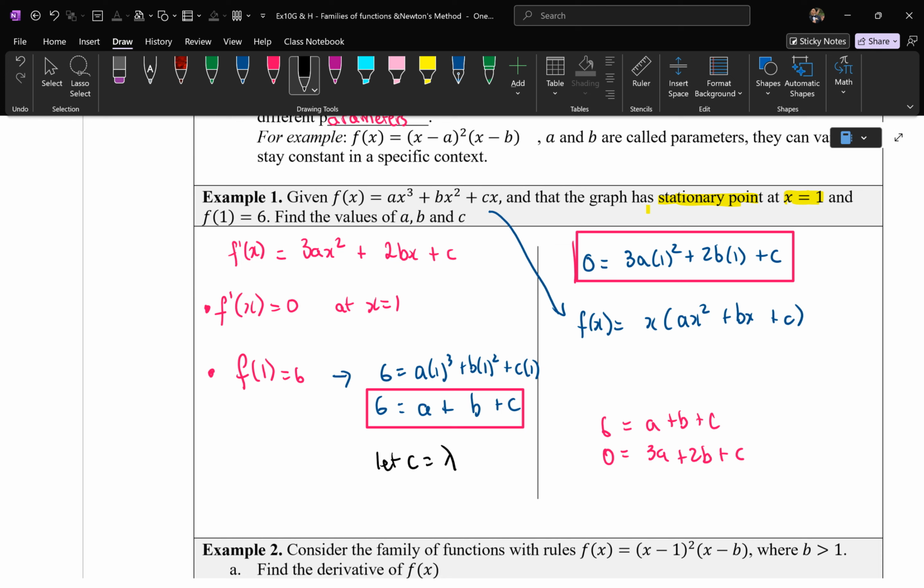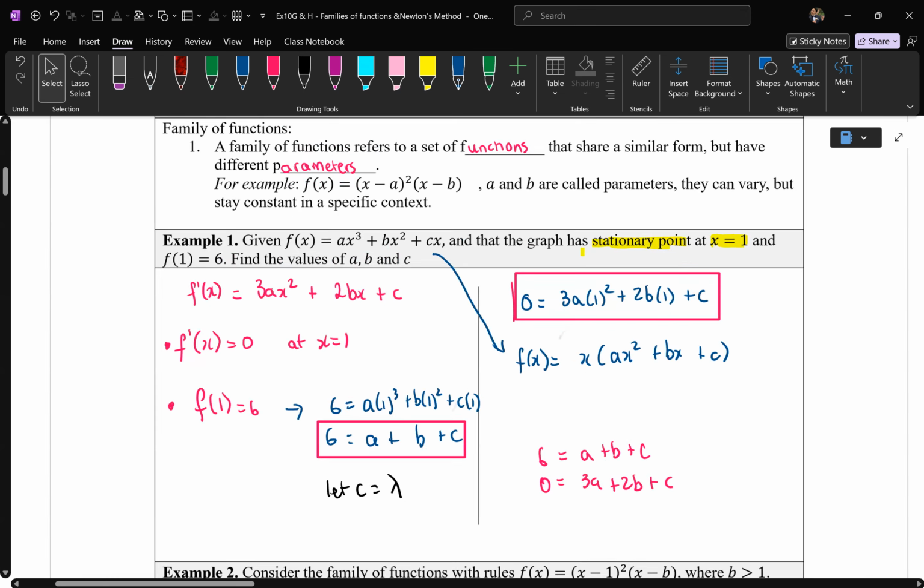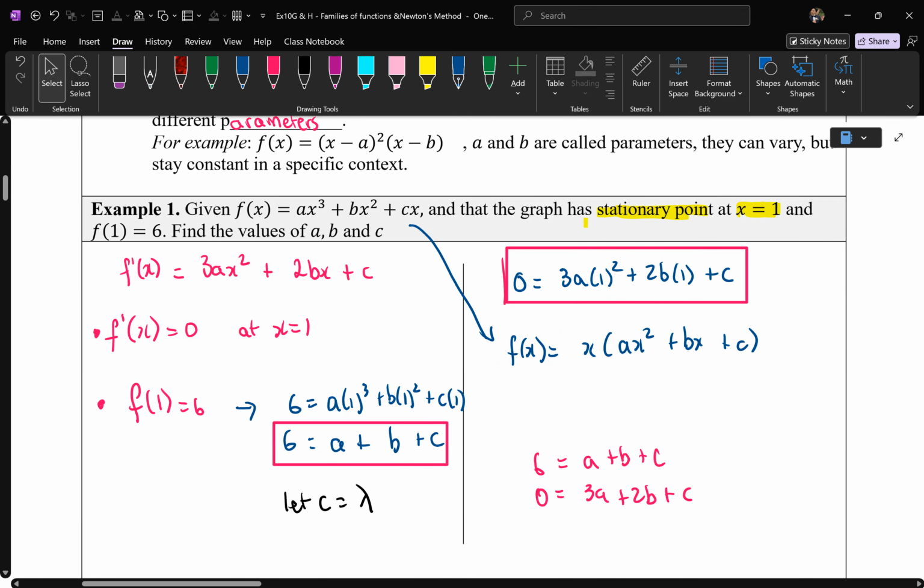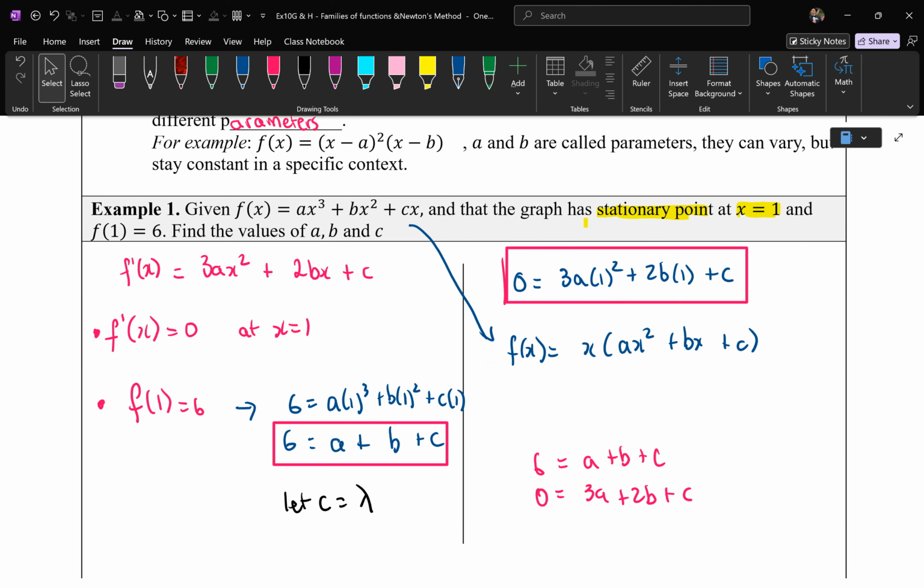Which question did I get this from? I can't remember where I... Okay, so find A and B in terms of C.